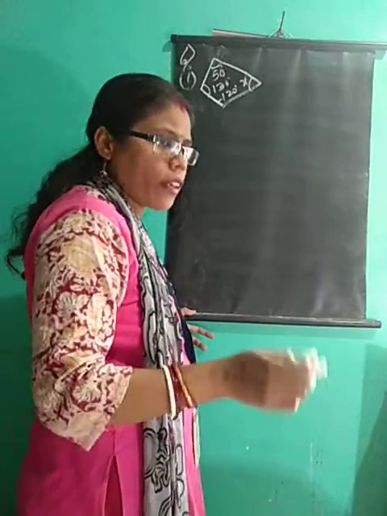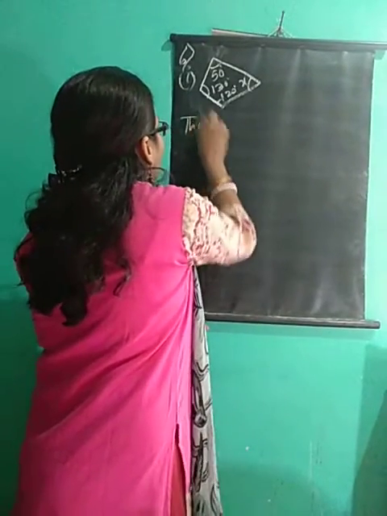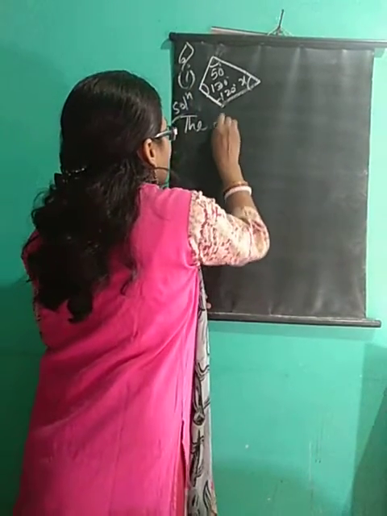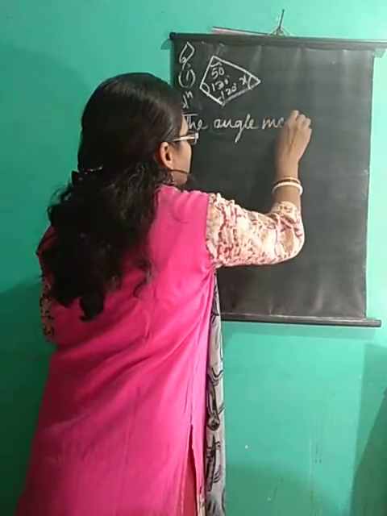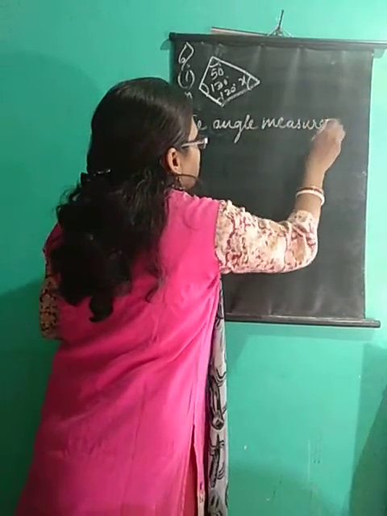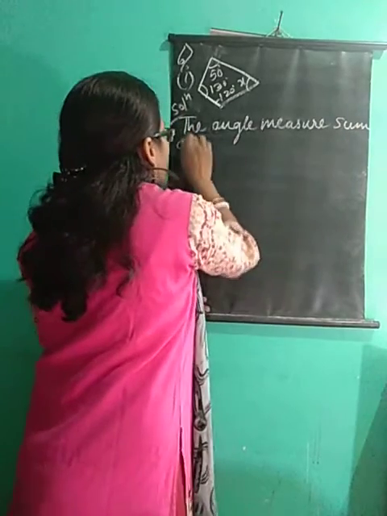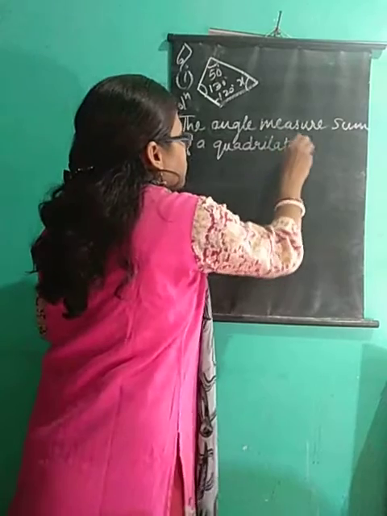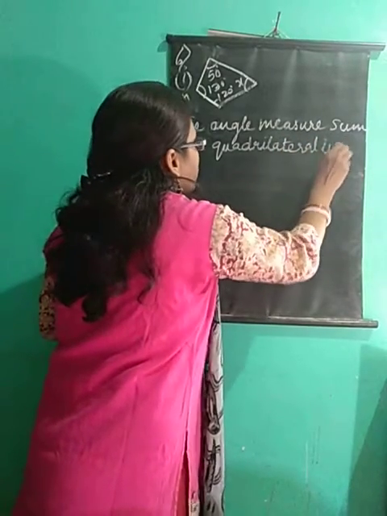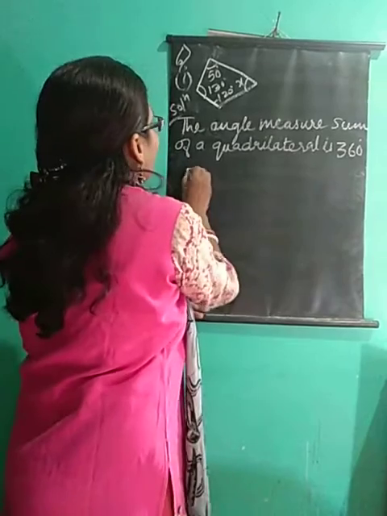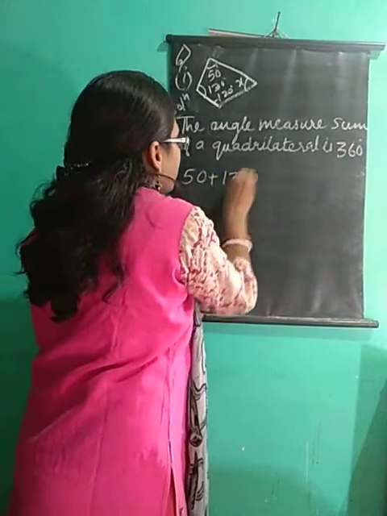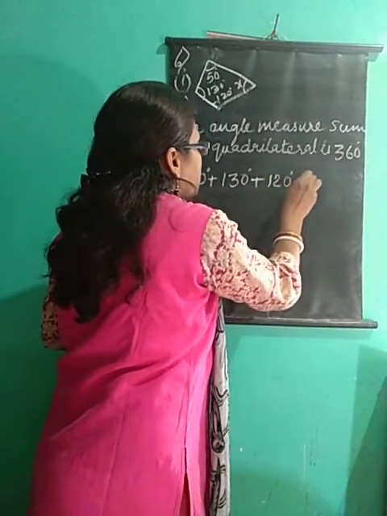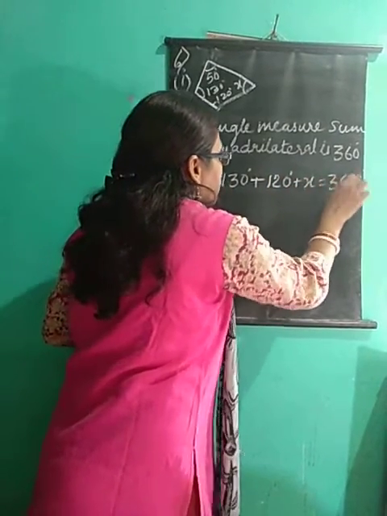So for a quadrilateral, the angle measure sum, in the solution, the angle measure sum of a quadrilateral is 360 degrees. So you can have it as 50 plus 130 plus 120 degrees, plus x is equal to 360 degrees.